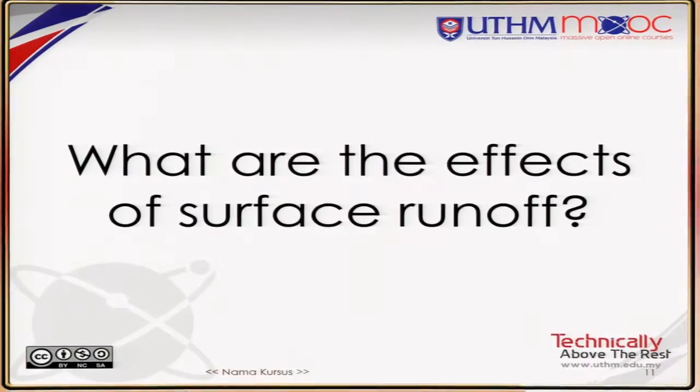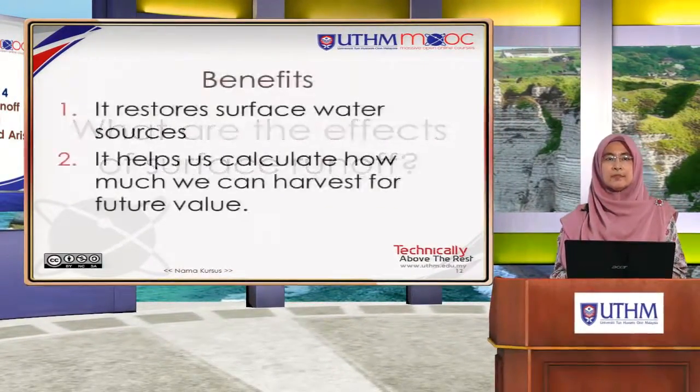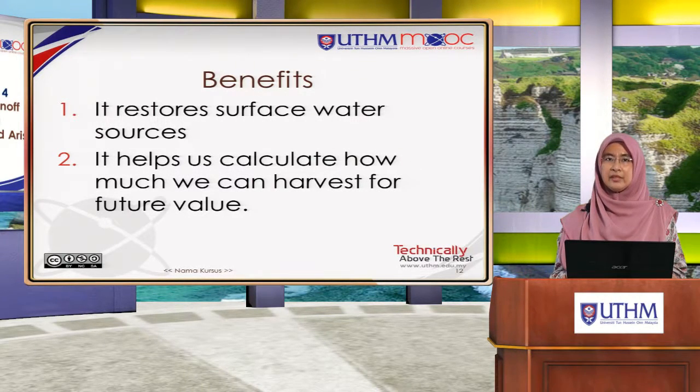So, what are the effects of surface runoff? Surface runoff can benefit us in two ways. First, it restores surface water sources. Second, it helps us calculate how much we can harvest for future value. But also, surface runoff can be a negative effect because it can carry detrimental substances such as herbicides and pathogens with it.